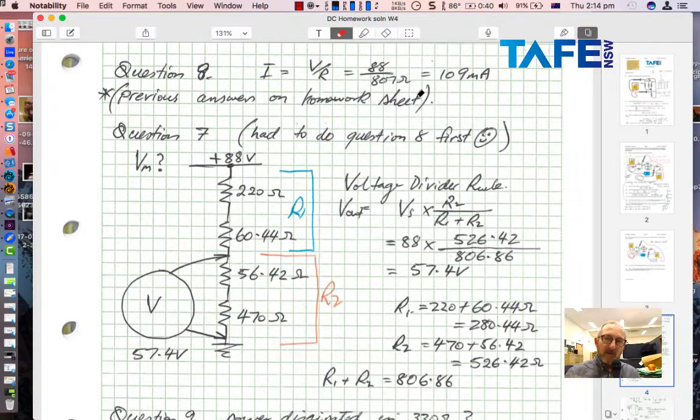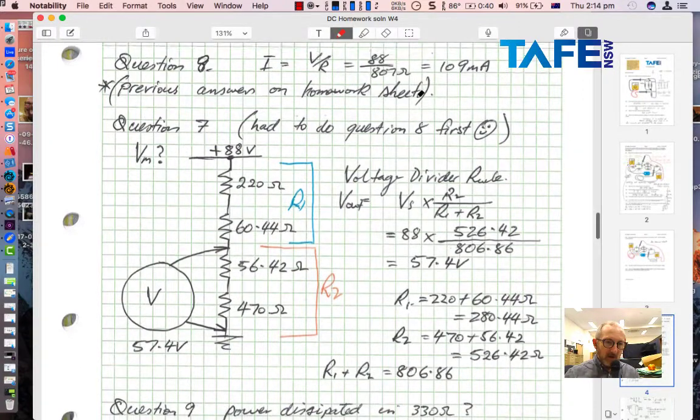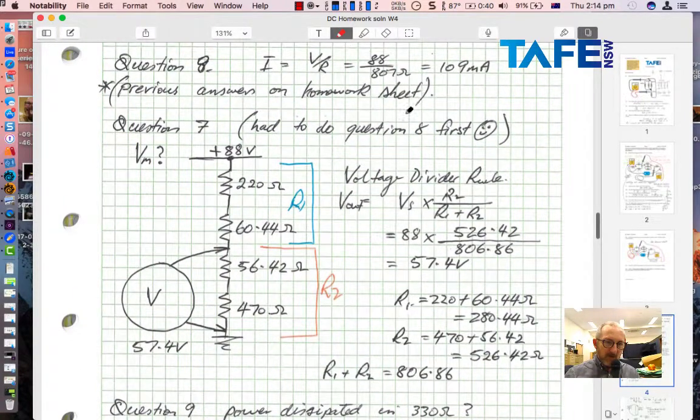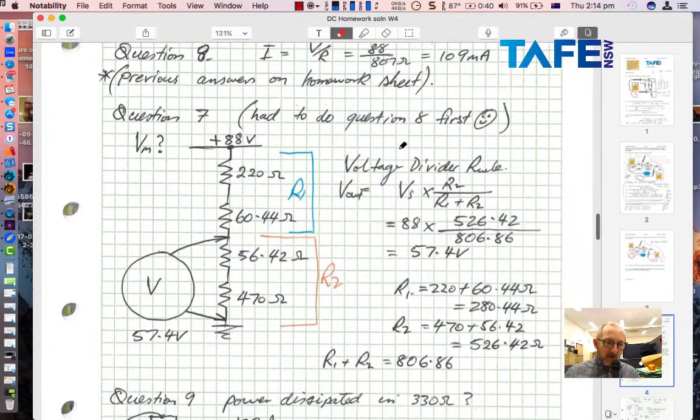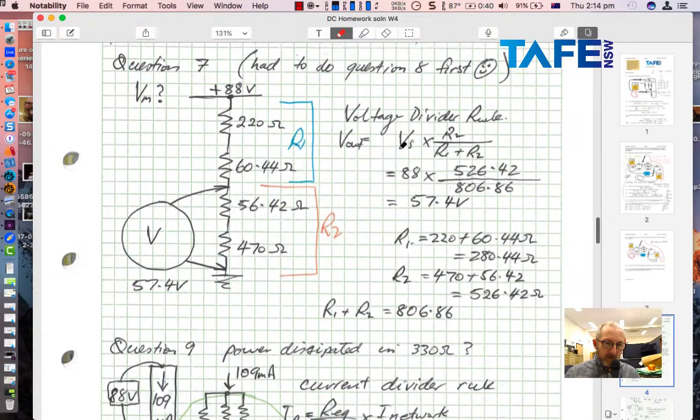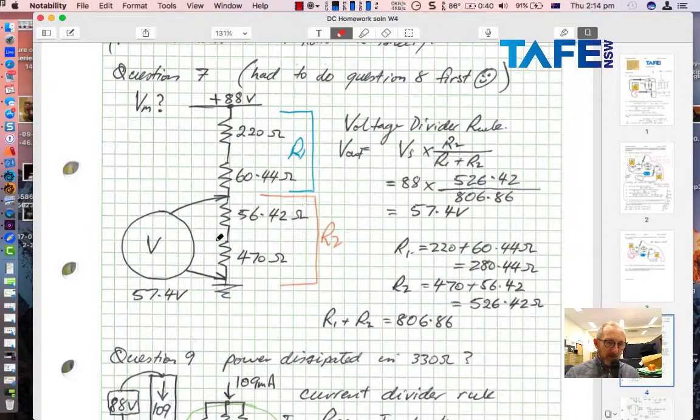The previous answers we saw on that homework sheet. Question 7, you had to do question 8 first. We know that now. That was the current. But then this particular question, I can see I've probably got a small mistake here already. All right, I've drawn this as a voltage divider. So the voltage across the meter, question mark, we've got 88 volts on the supply rail, and then 220, 60, 56, 470 ohms.